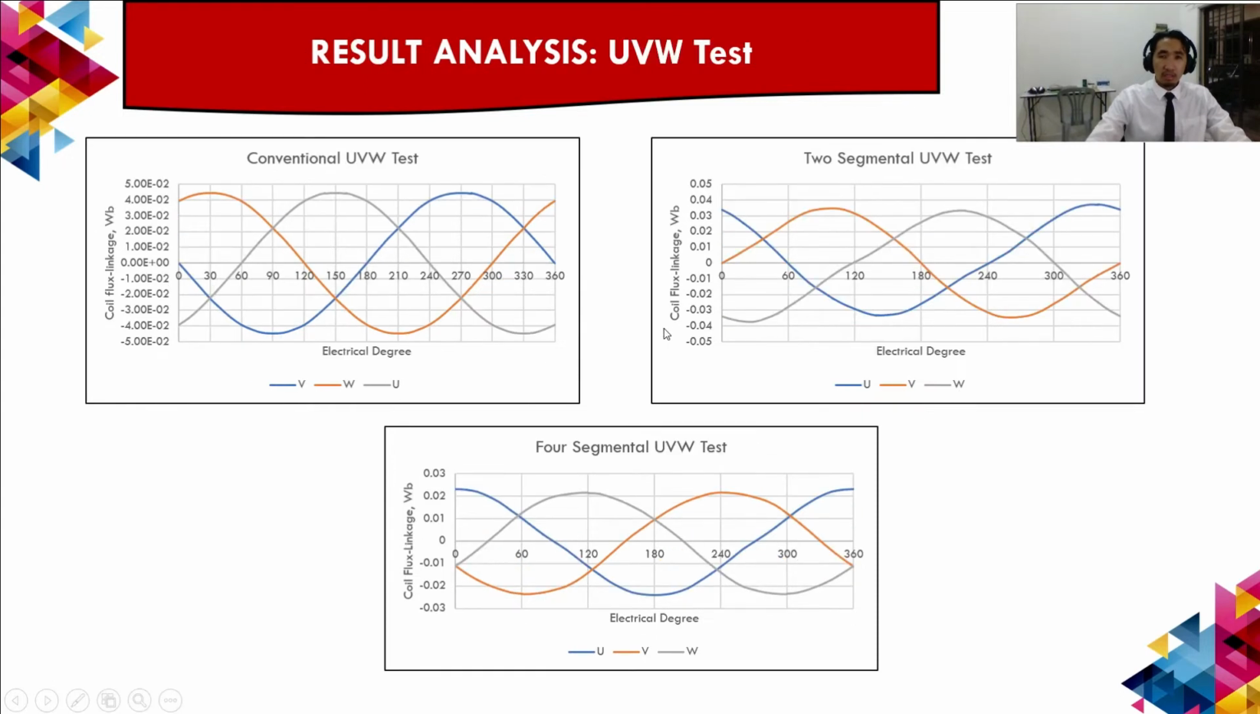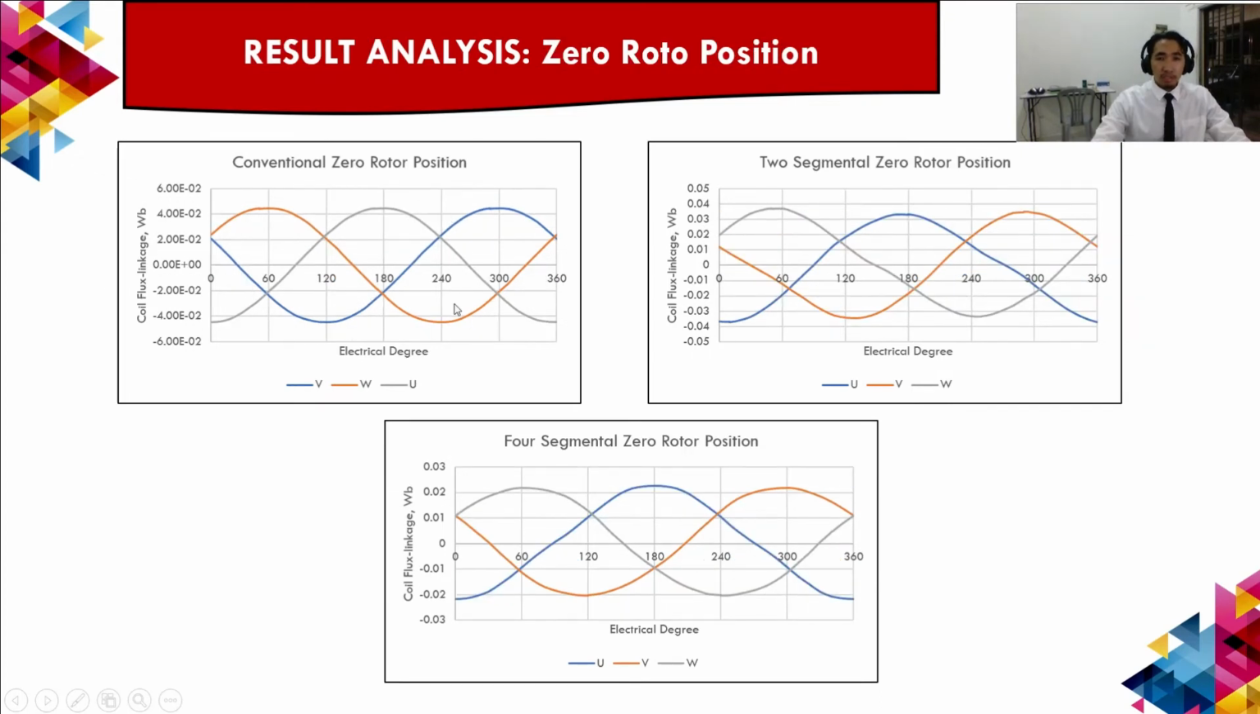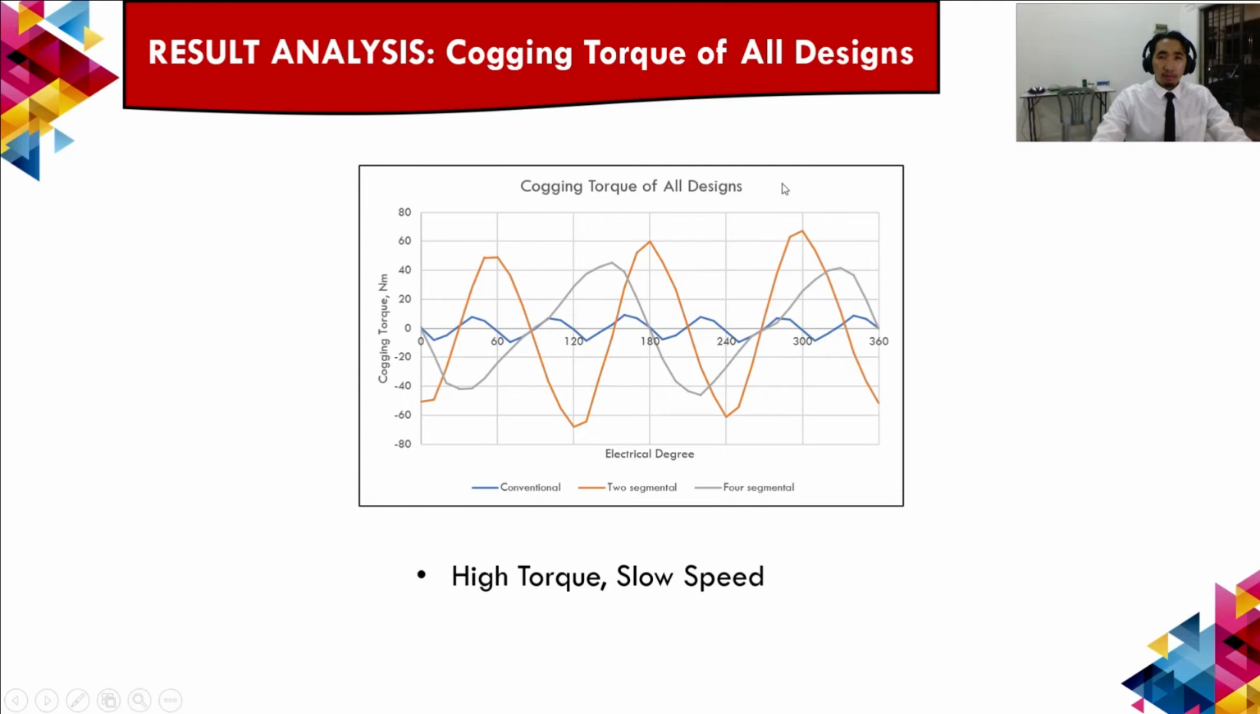As you can see in the UVW test, the U flux waveform is not in the center, so we must adjust the rotor, adjust the degree of the rotor to make it center like this. And this is the result for the zero position. For cogging torque of all designs, after we finish the zero position, we can produce the cogging torque.